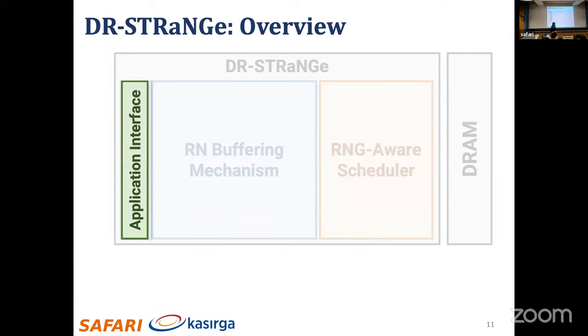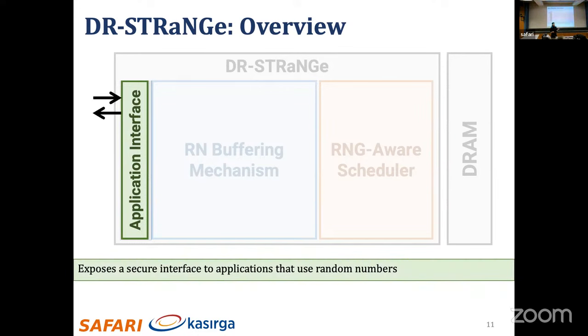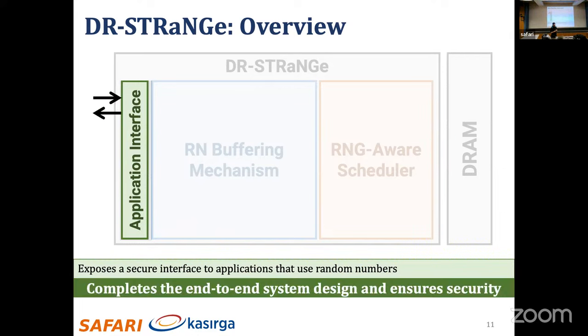And the last component is the application interface, which completes the whole design. What we want to do here is to make sure that we are secure. This application interface is the way to communicate with these components. It exposes a secure interface to applications that ask for random numbers and limits the access to security-critical components such as the random number buffer. And this completes the end-to-end system design and ensures security.